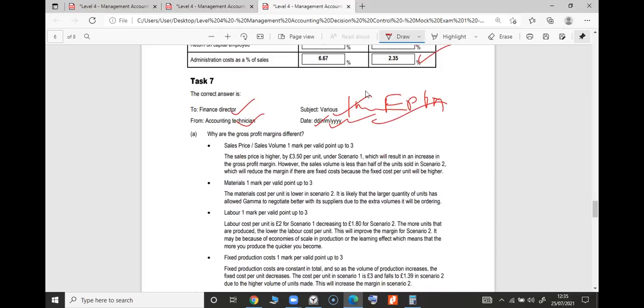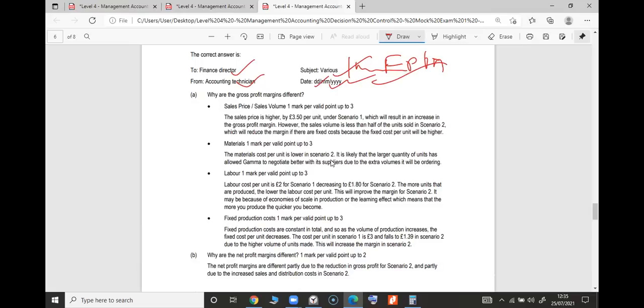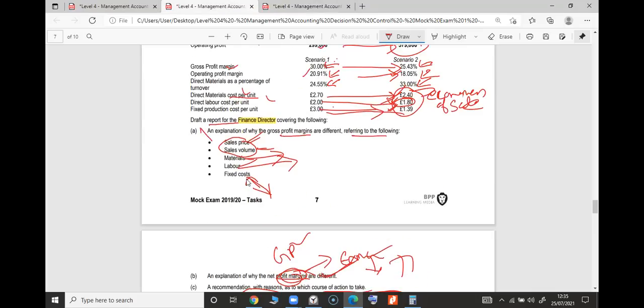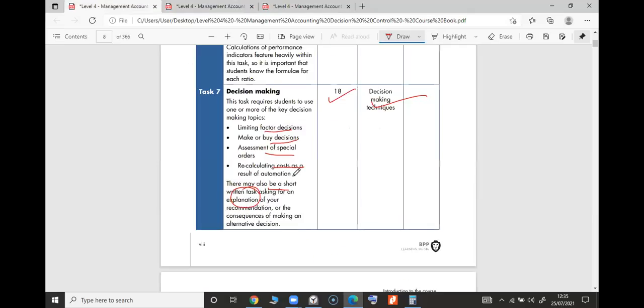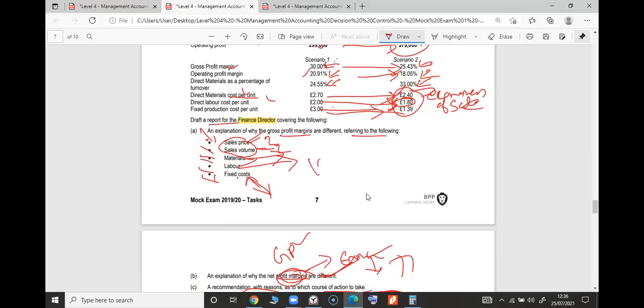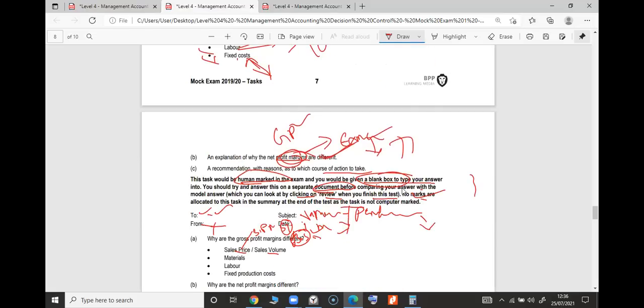Date, month, year. Okay, why are the gross profit margins different? Sales price, volume. Let's talk about it. You can get 3 marks from sales, even 3 on price and 3 on volume, but keep it tidy. They have asked it separately. It depends on how many marks there are. Even if it's 2 marks each, 5 items gives 10 marks. How many marks are allocated altogether? 18 marks. Out of the 18 marks, 10 marks here, 4 here, 4 here. That's it. You need to bring out 2 points.